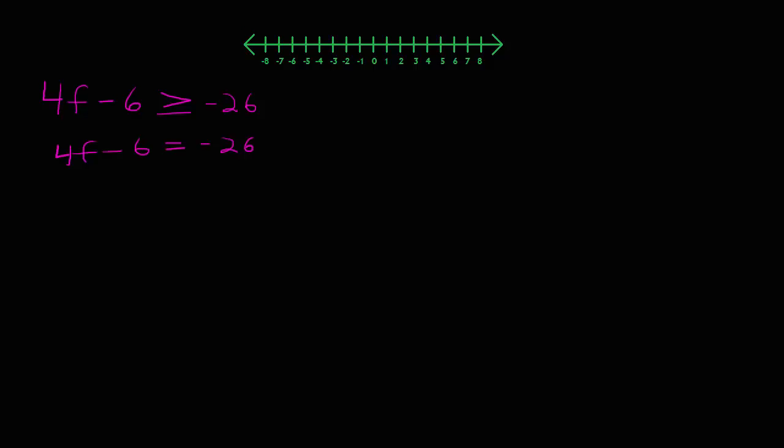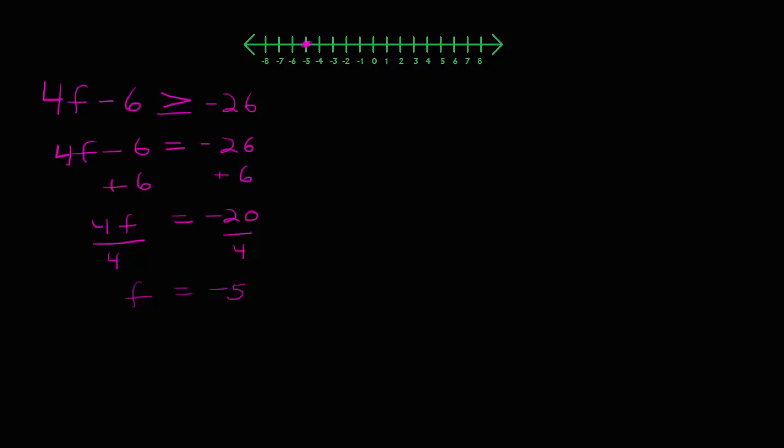This is a level 2 two-step equation, so we know to add 6 to both sides of the equation. We get 4f is equal to negative 20. Then we divide both sides by 4, and we end up with f is equal to negative 5. This gives us the edge of where our graph is going to be. So we're going to have a solid dot at negative 5. The reason we have a solid dot at negative 5 is that our graph includes the endpoint. We have a greater than or equal to, so we can be equal to negative 5.